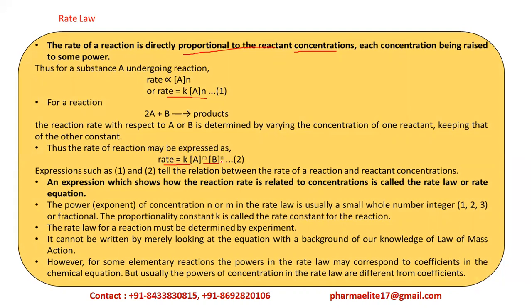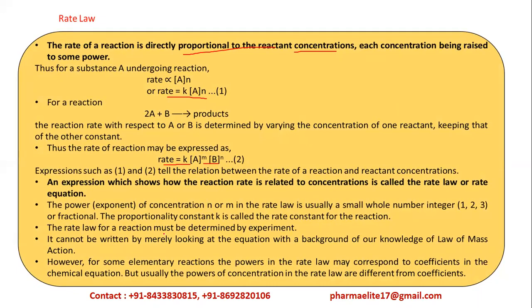And what are A and B? These are the concentrations. And m and n, these are the exponents or powers of the concentration which are used in the rate law. It is usually a small whole number like 1, 2, or 3, or it can also be a fraction. And k is the proportionality constant, also called the rate constant for the particular reaction. And this rate law expression, you cannot just simply form on theoretical grounds by looking at the reaction on mass and number of moles. It has to be found out experimentally.